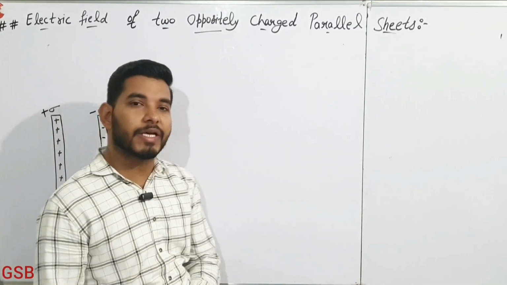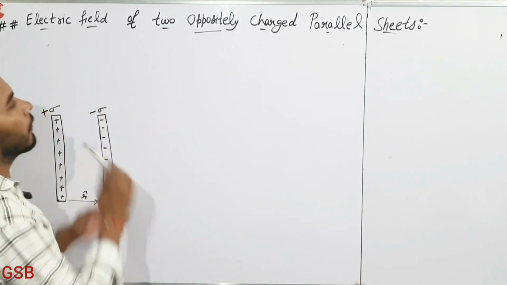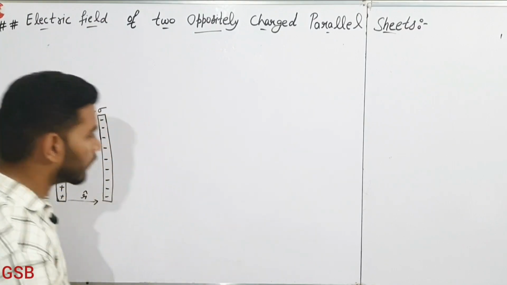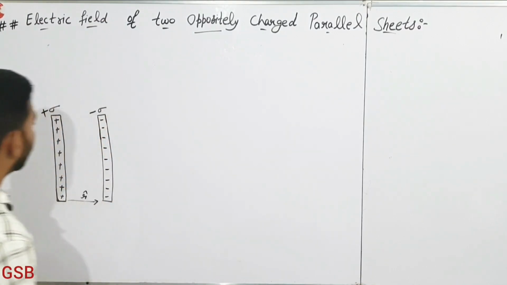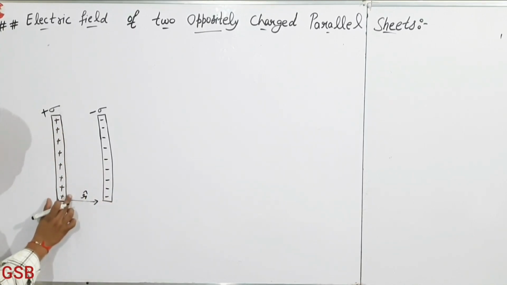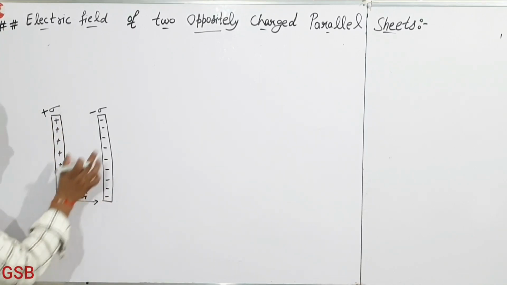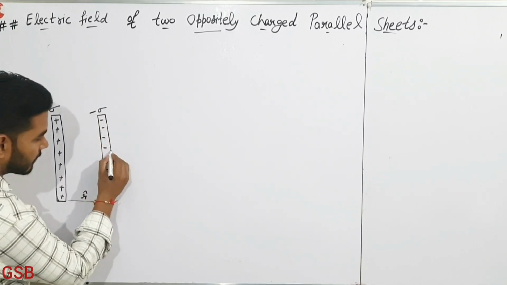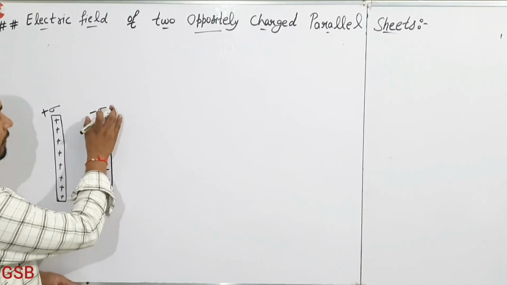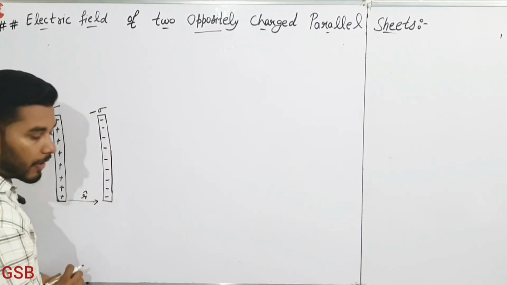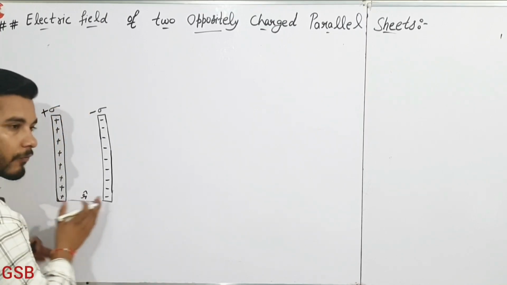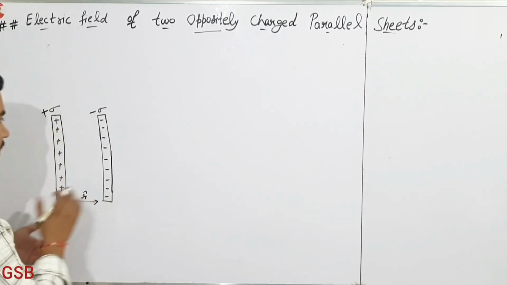Okay, students, now we discuss the electric field of two oppositely charged parallel sheets. The same case is there, but a little different from the previous one: here there will be a positive surface charge density plate and a negative surface charge density plate, which is represented as minus sigma, and the other is plus sigma. Now R cap also shows the unit vector from left to right with your reference point.